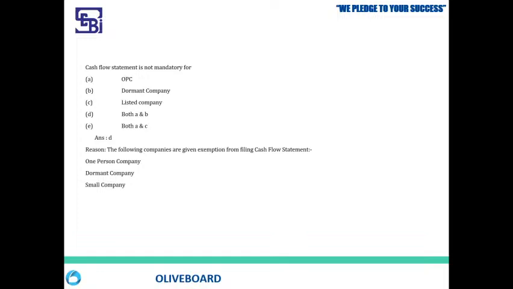Why I've given this type of question is so that you can cover maximum areas. Instead, if I give OPC, listed, public company, private company, you will end up with only OPC. If I give dormant, you have covered the maximum. All right, that's the reason. So OPC, dormant and small company, for these three, cash flow statement is not mandatory.